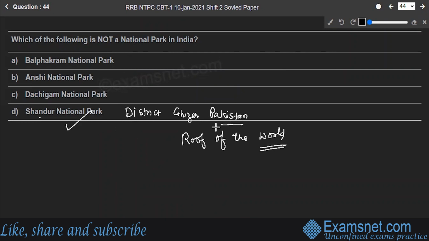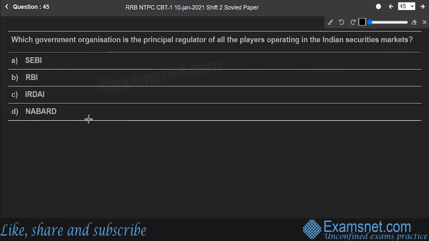Other important facts about the national parks in India: the number of national parks in India is 104, maximum of which are in Madhya Pradesh, which is 10 in number. First national park is Jim Corbett National Park. Largest national park is Hemis National Park. Smallest national park is South Button National Park. Hope you understood this. Next is question number 45.